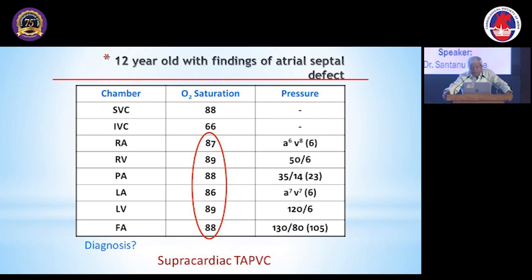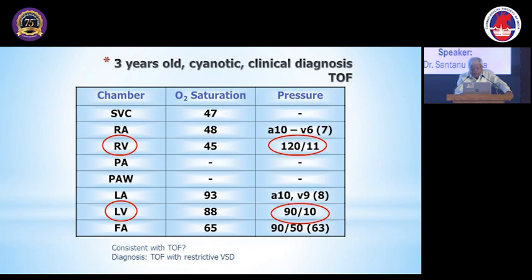Come on, man. My time will be over and I have to leave. What is there? Right-sided saturations are lowish. What is the pressure of the right ventricle? 120. Pulmonary artery couldn't be entered. We don't have any data. So, there is a pulmonary stenosis and there is a systemic desaturation. Femoral artery 65. So, there is a right to left shunt.